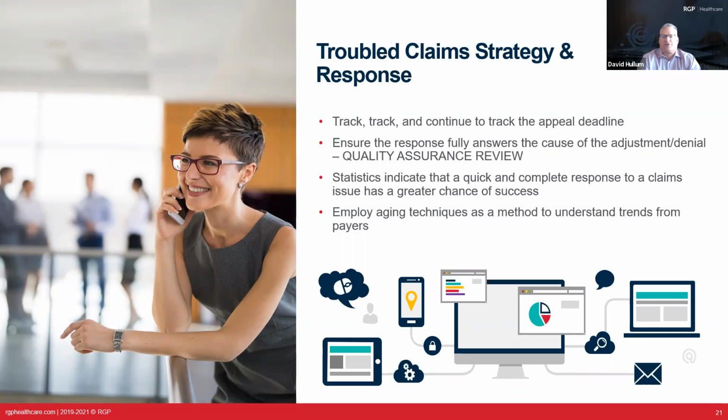You want to ensure that your response fully answers the cause of the adjustment or the denial. And you want to have a quality assurance review. I'm not recommending that you have 5 people look at these before they go out the door, but a second and third set of eyes is always helpful. I love the peer review part of this. If a coder is looking at a denial and building a response to that, they can always have a peer coder review it to see if they agree with the way they're doing it, and then have a supervisor look at it before you send it out the door.